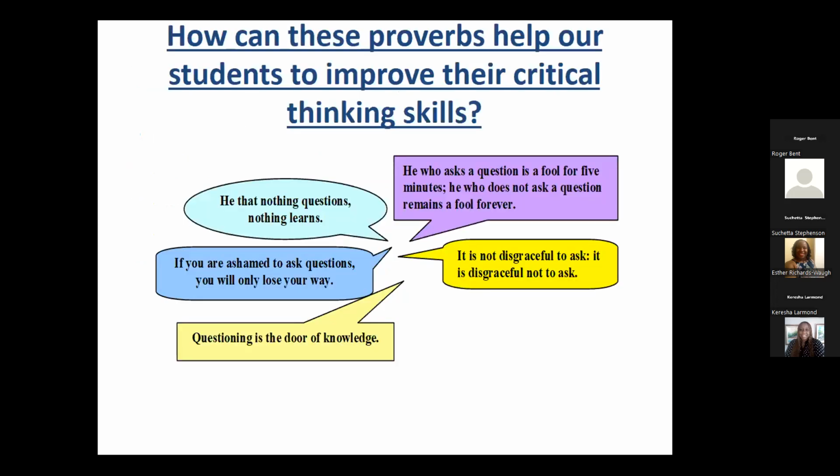Now, how can these proverbs help students to improve their critical thinking? Nothing questions, nothing learns. If you are ashamed to ask questions, you will only lose your way. Questioning is the door to knowledge. He who asks a question is a fool for 5 minutes while the people laugh. He who does not ask a question remains that word forever. It is not disgraceful to ask. It is actually disgraceful not to ask.